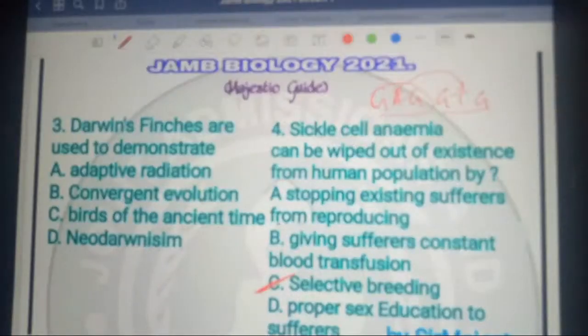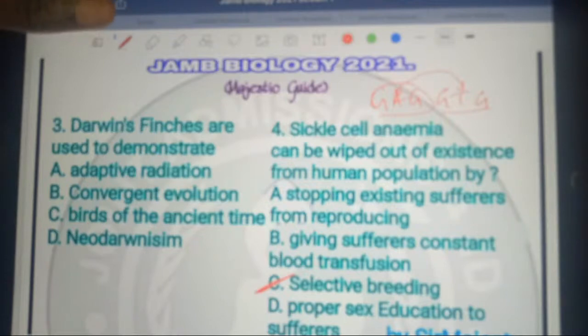Okay, but before that, remember what I said, that sickle cell anemia can be wiped out by selective breeding, meaning that is what we call counseling and doing your marriage test before the marriage. You don't just go on with your marriage, meaning AS should not marry AS, and by doing so there won't be possibility of having these sicklers again in our population. So it is possible to be wiped out of existence.